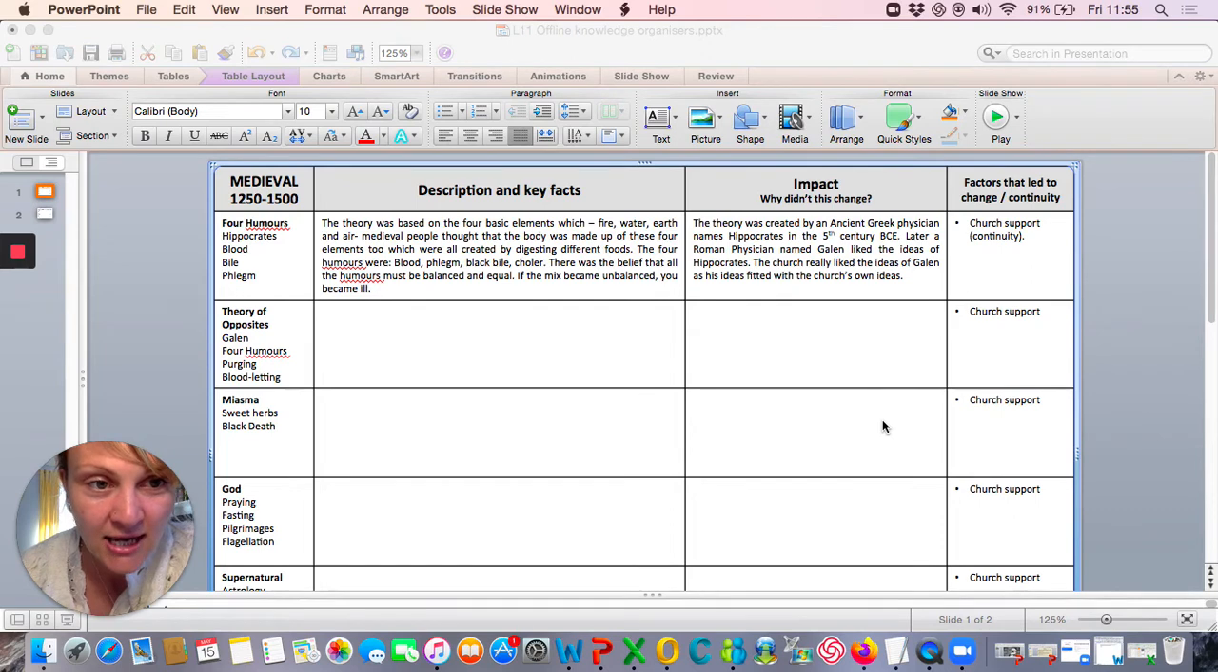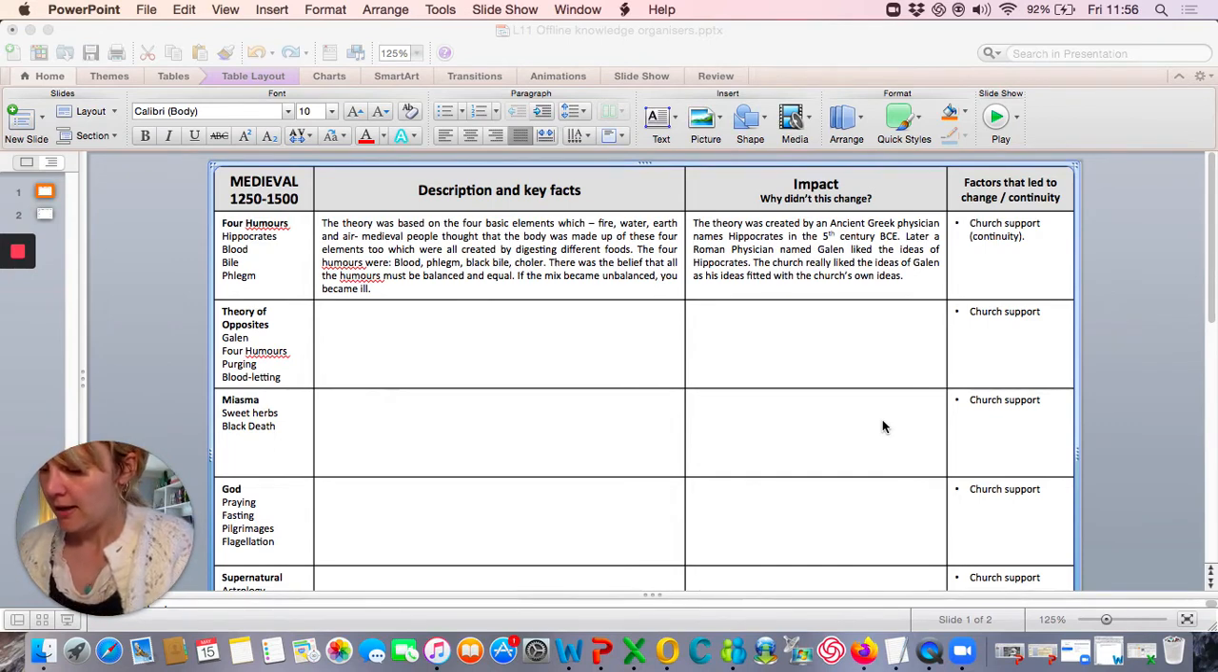Why didn't this change? During the medieval period, we can see that there's some continuity with the four humours. Obviously the Greek period came quite some time before the medieval period. So why were these ideas still in existence during the medieval period? I've written as my answer, the theory was created by an ancient Greek physician named Hippocrates in the 5th century BCE. Later, a Roman physician named Galen liked the ideas of Hippocrates, and therefore the church also really liked the ideas of Galen, as his ideas fitted with the church's own.